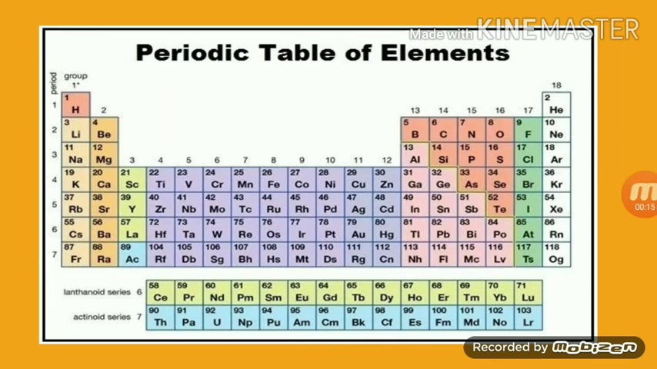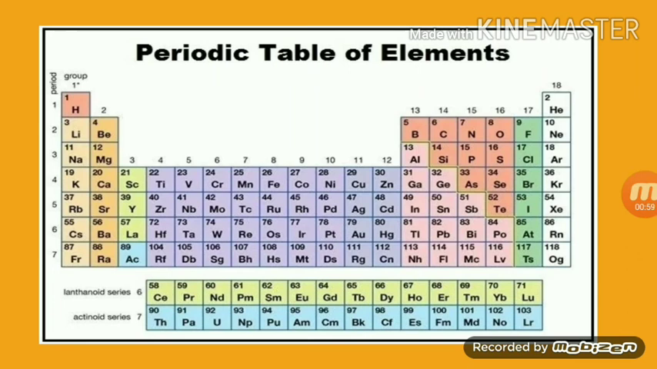In the first group, there are hydrogen, lithium, sodium, potassium, rubidium, cesium and francium, and like that up to the 18th group. And again there are 7 horizontal rows which are called periods. In the first period there are hydrogen and helium, 2 elements. In the second period there are 8 elements: lithium, beryllium, boron, carbon, nitrogen, oxygen, fluorine and neon. And like that, 7 periods are present.